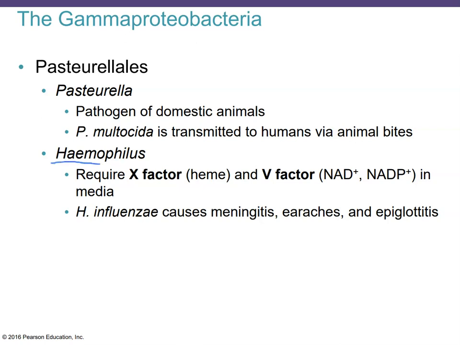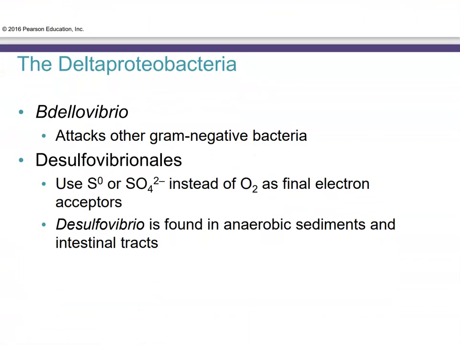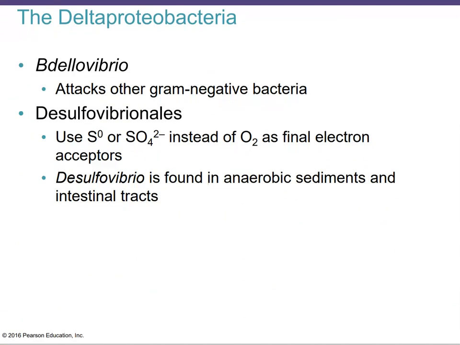Now the next one is important, Haemophilus. They require this X factor for heme and V factor in media in order to grow, but they are pretty fastidious. That means they're hard to grow in plates. But there's an important pathogen that you will hear again in a pathogen group, Haemophilus influenzae, causes meningitis, earaches, epiglottitis, and this one, we have a vaccine, but again, you will hear more about this one in a pathogen group. And finally, we're out of the gamma proteobacteria, so moving on to delta proteobacteria.